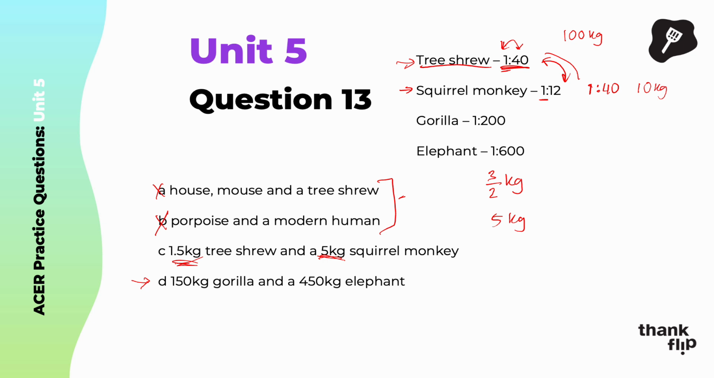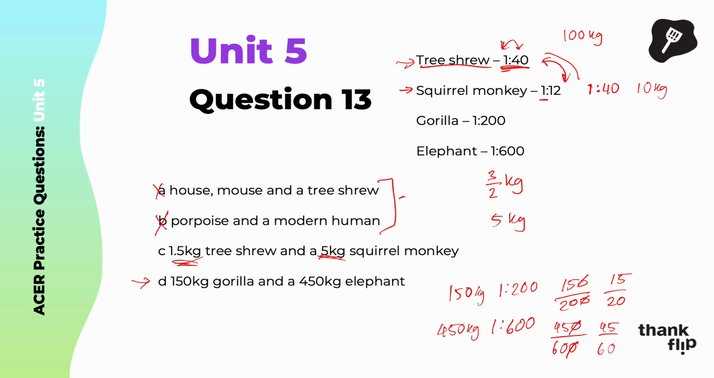So for the 150 kilogram gorilla, the ratio for the gorilla is 1 to 200. So the brain is going to be 150 divided by 200, so we have 15 over 20. And then for the 450 kilogram elephant, the elephant ratio is 1 to 600. So you're going to get 450 divided by 600 as the brain mass. Take away the zeros there, so you have 45 over 60.